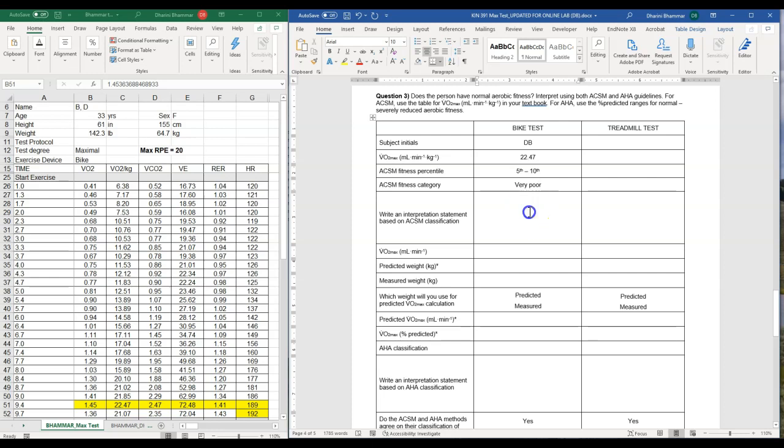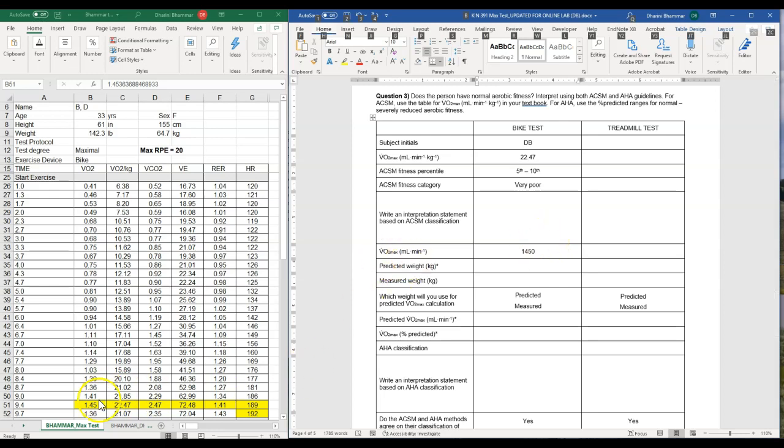And then I would write a statement out. The participant has very poor cardiorespiratory fitness, putting them between the 5th and 10th ACSM fitness percentile when compared with women who are 26 to 35 years of age. So that statement is in the PowerPoint that's uploaded for you. So you would just substitute whatever words you need to substitute to have a proper classification statement here.